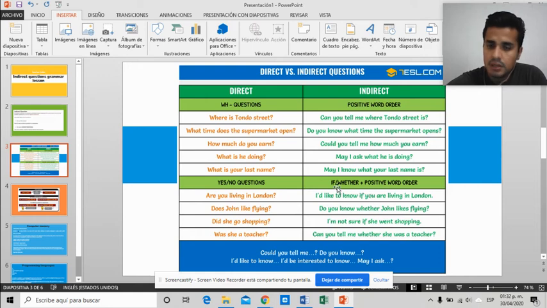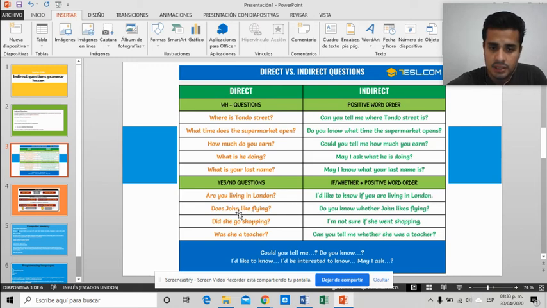So in here, remember I was telling you about if and whether and the positive word order. Are you living in London? That is a direct question. If you want to make this into an indirect question, I would like to know if you're living in London. If you guys notice in here, we don't use the question mark. Okay, we're going to be talking about that in a minute.